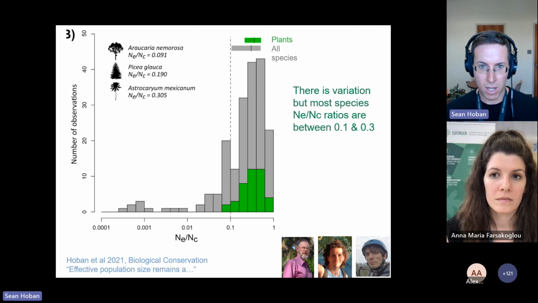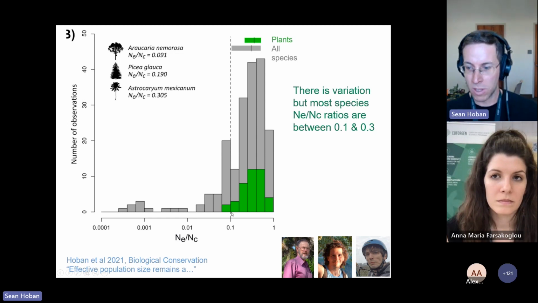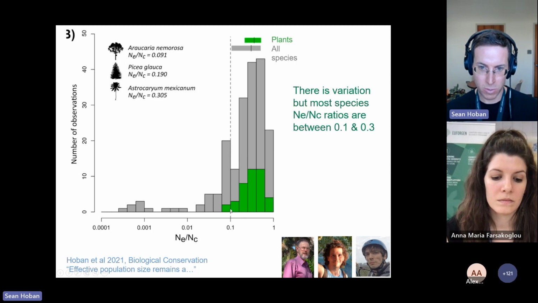With colleagues, including Dr. Rick Frankham, we compiled to the best of our ability NE over NC ratios. There are imperfections to our compilation, but it's pretty good. And as Juan Jose said, most estimates are between 0.1 and 0.3. In fact, 96% of plant NE over NC estimates are above 0.1. So it's a useful, slightly conservative threshold for tree species.